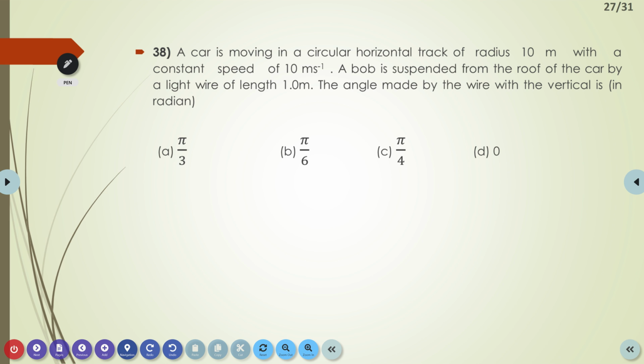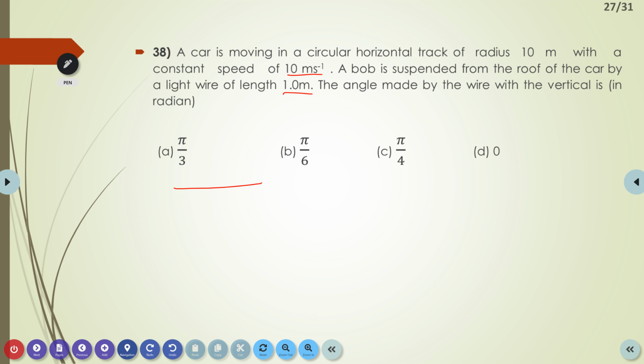Next, a car is moving in a circular horizontal track of radius 10 meter with a constant speed of 10 meter per second. A bob is suspended from the roof of the car by a light, that means massless, wire of length 1 meter. The angle made by the wire with the vertical is?